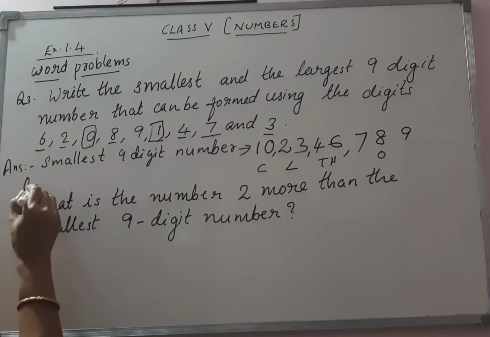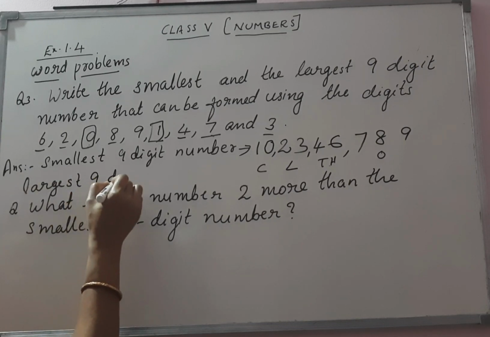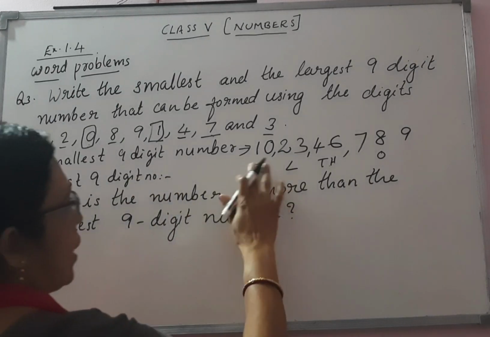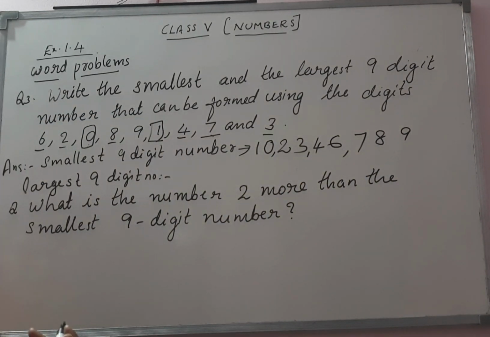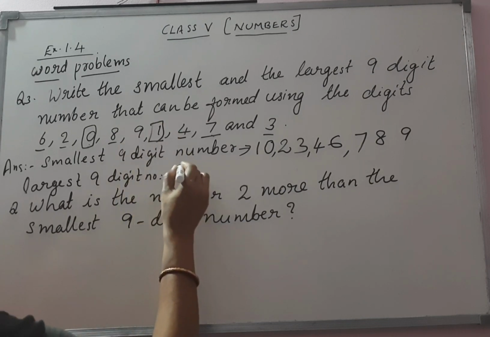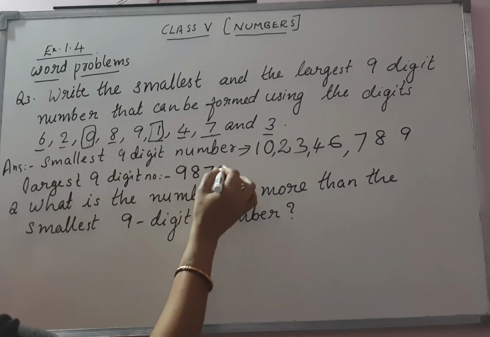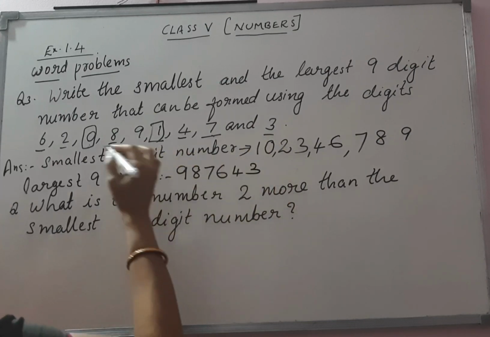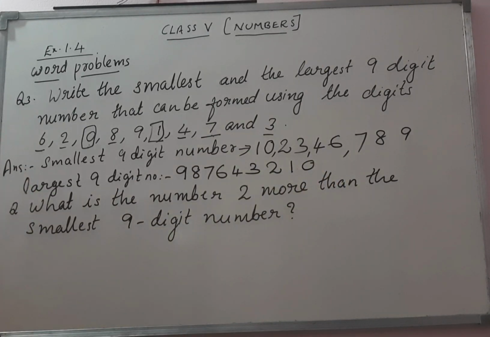So for the largest 9-digit number, we have to write in descending order. I am going to write that in descending order. This place value periods I will remove from here. Now descending order, which is the highest digit? 9 is the highest digit. Next which one? 8. Next 7. Next 6. Next 4. Next 3. Next 2. Next 1, 0. Here, if we write 0 last, that's the correct method.